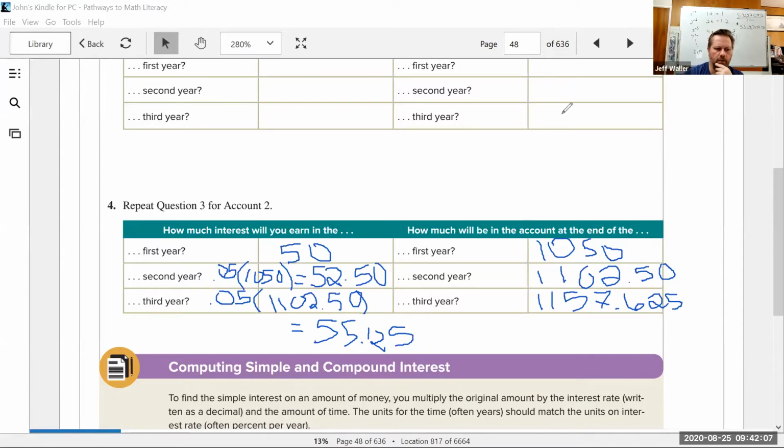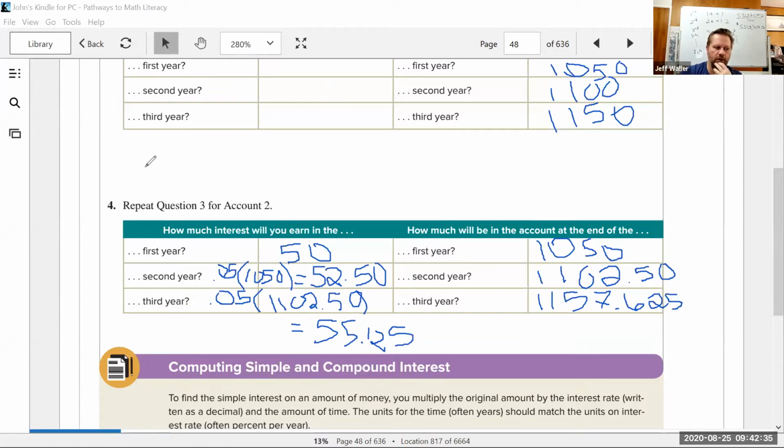So up here, at the end of the first year, we had 1,050. That's the same thing here. At the end of the second year, we had 1,100. And some of you guys would go, oh, I got a whole $2.50 more. Well, hey, that's nothing to sneeze at. And then at the end of the third year, I had 1,150, and now I've got $7 more here, almost 8. Is everybody with me so far?